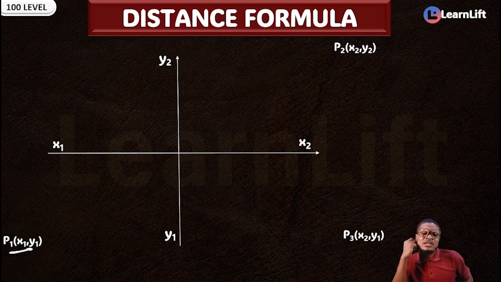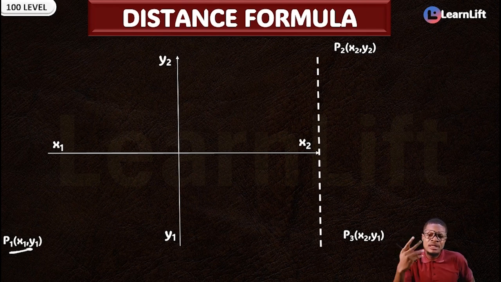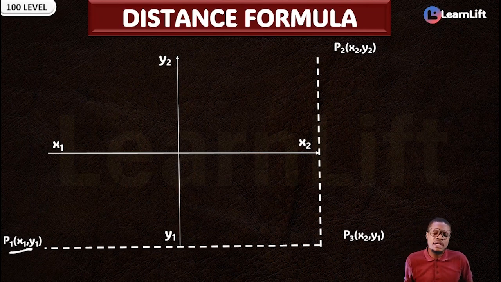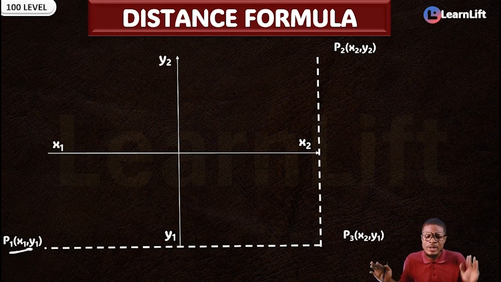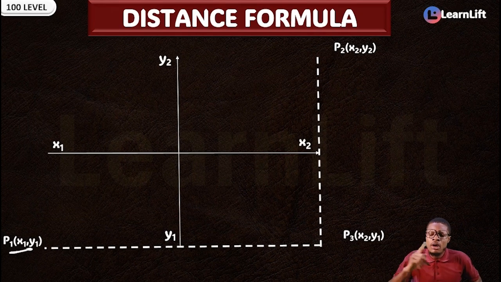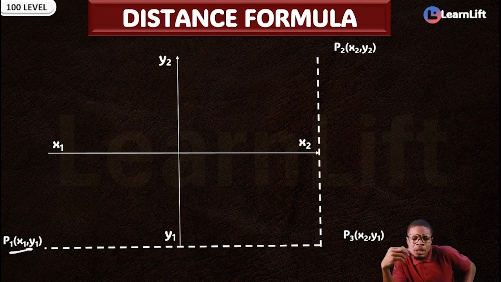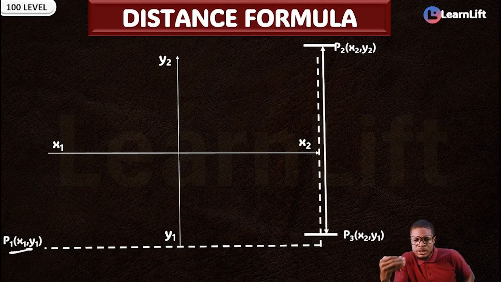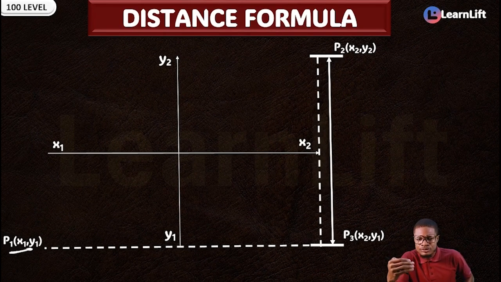So if I decide to join P3 and P2 together, and then join P1 and P3 together, now follow me squarely from here. We are going to prove the distance formula. If we join them like this, it makes sense. Let's take the distance from my P2 to P3. You are seeing the distance there, right?